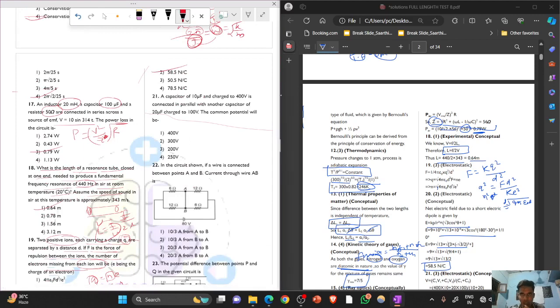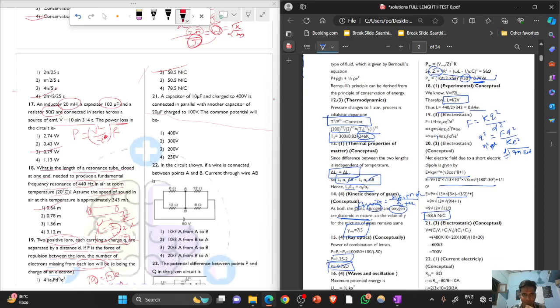Now moving to the next question. A 10 microfarad capacitor charged up to this is connected in parallel with another capacitor, find the common potential. You just need to use the common potential formula, that is C1 V1 plus C2 V2 upon C1 plus C2. If it is connected in parallel with like poles together, one's positive connected with the other's positive, the formula will be this. For opposite polarity, this will be minus: C1 V1 minus C2 V2 upon C1 plus C2.